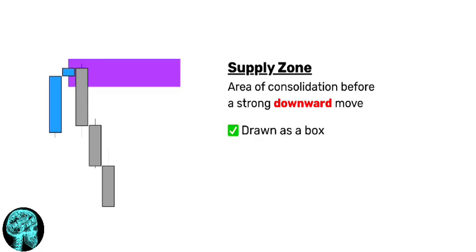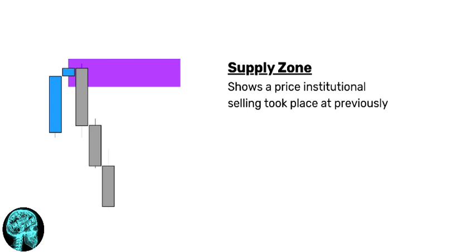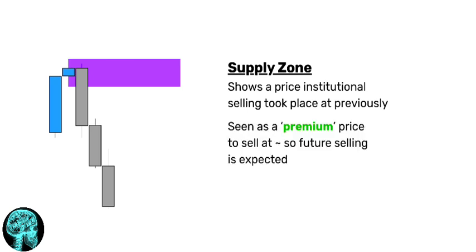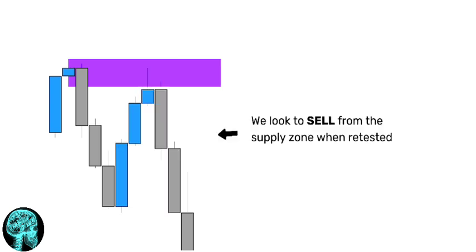Again, it's drawn as a box, and I use the rule of using the last candle before the impulse to mark my supply zones. This shows a price that institutional selling took place at previously. It's seen as a premium price to sell from, so future selling is expected once the market returns to this level. Here we look to sell from the supply zone when retested, expecting more institutional selling to kick in to the market.